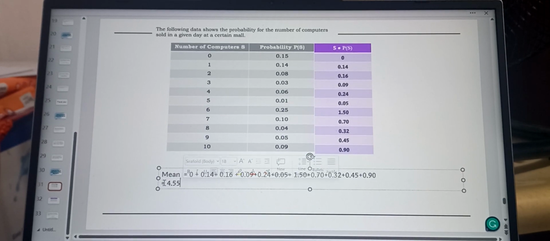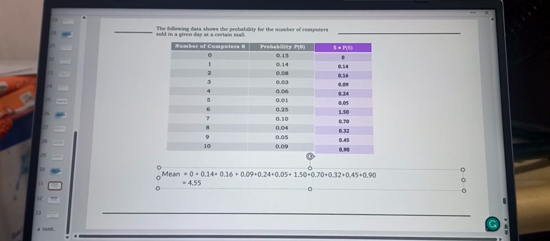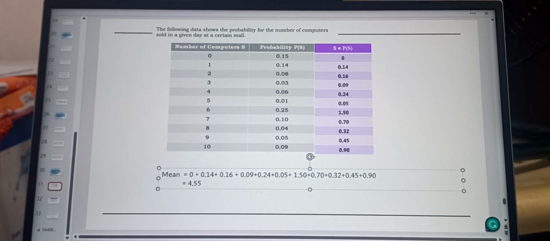So that is the meaning of the mean is equal to 4.55. That is the average or expected number of computers to be sold in a given day at a certain mall, which is 4 computers or 4.55 computers. Okay, so ganun lang tayo kumuha ng mean.